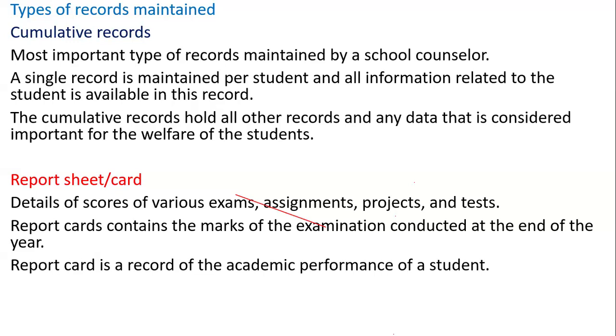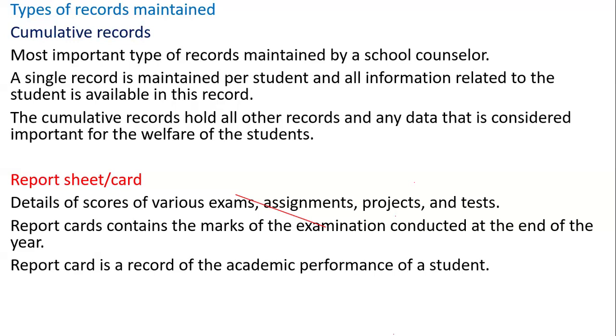All records about the students. It is all about the students, right? Who maintains them? The counselor. So the most important types of records are maintained by the counselor, right?